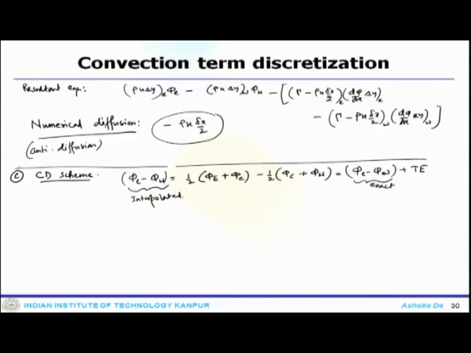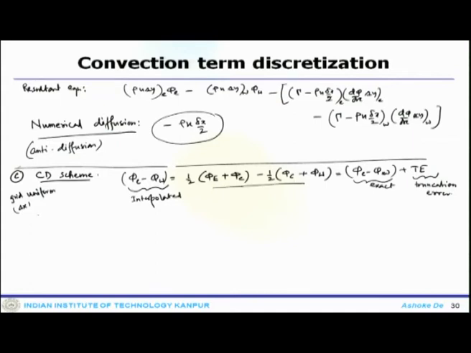Okay. So, assuming the velocity is known everywhere and again the grid is uniform with size delta x, we can write these things in this fashion. So, the T e here is nothing but the truncation error. Now we use Taylor series expansion to find out all these terms one by one.